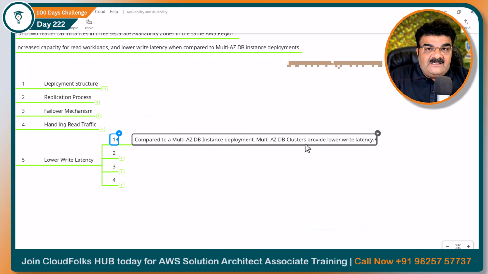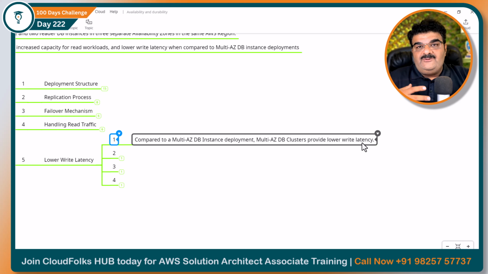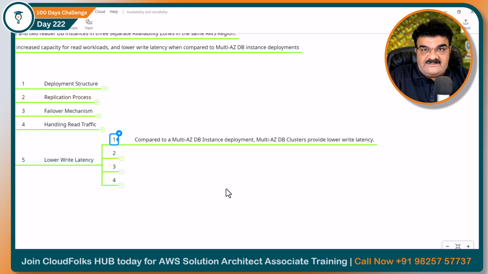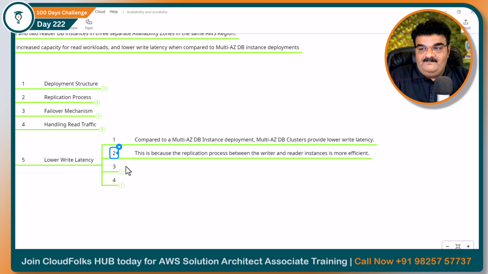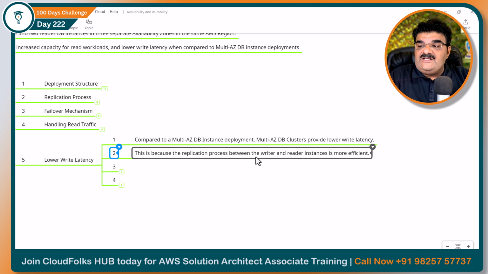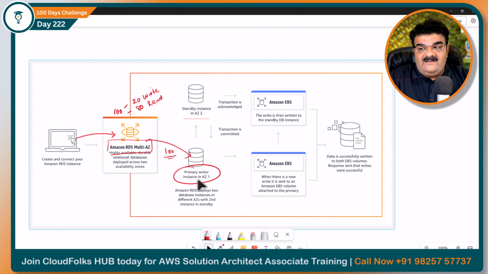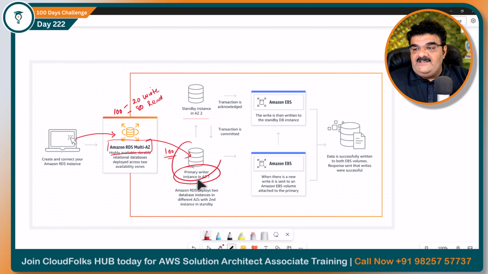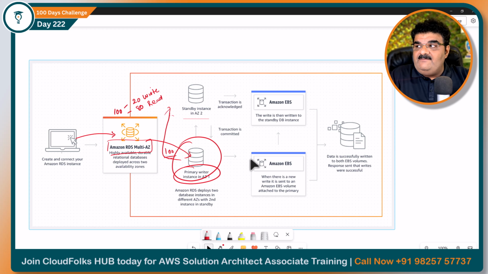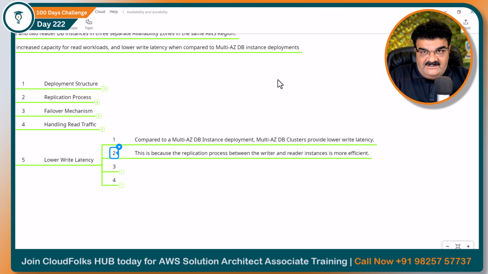Multi-AZ DB cluster provides lower write latency. Means it is actually more efficient in write operations than the multi-AZ DB instance. Now you may have a question, how? This is because the replication process between the writer and reader instances is more efficient. See, here we have replication as well, right? Whenever you write anything over here, it is going to replicate to the standby instance. So we have this same process here. The replication process is here as well, but it is more efficient in the case of multi-AZ DB cluster.